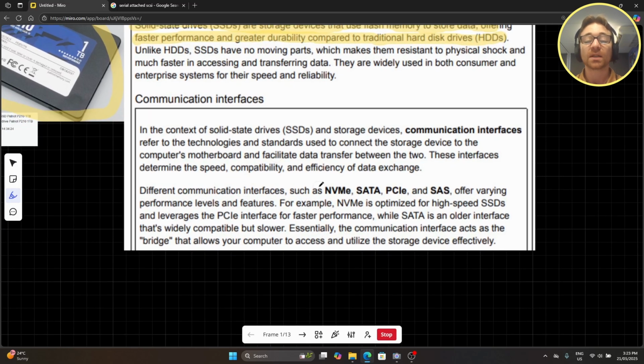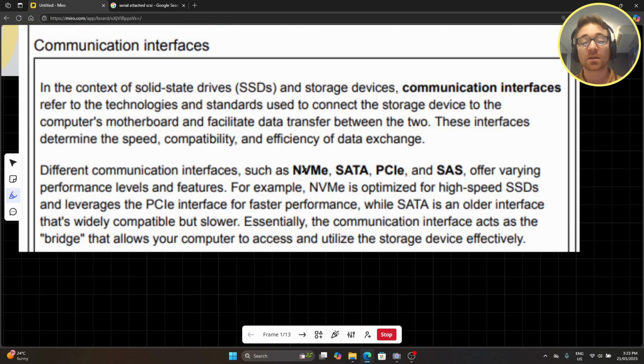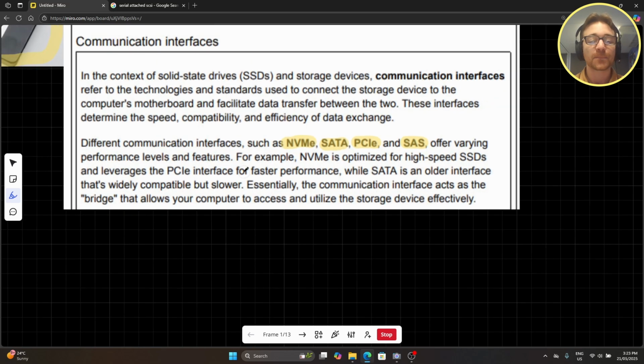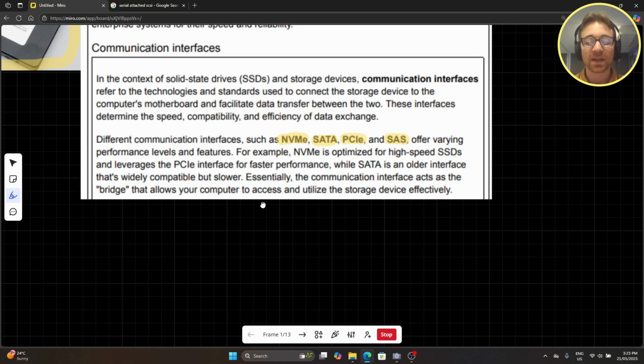Now, what we need to know about for your exam is the communication interfaces. We need to know about something called NVMe, which we've talked about a little bit before. We need to know about something called SATA. We need to know about something called PCIe, which we've talked about before as well. And we need to know about something called SAS. All right, we're going to get into all of that coming up, but just prime your brain to get ready to learn about those. We're going to be going into NVMe first up. All right, let's go ahead and do it.